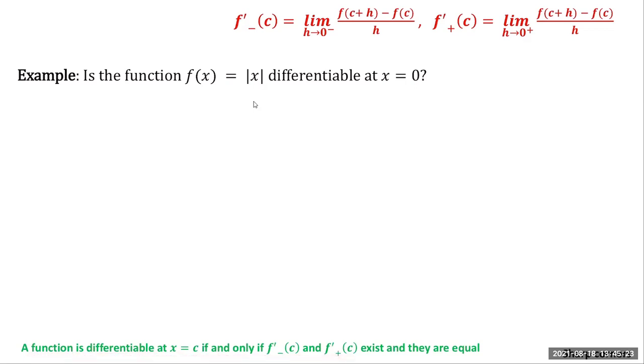A function is differentiable at x = a if and only if the left derivative and the right derivative at that point exist and they are equal. So what you do is you compute the left derivative at x = 0 and the right derivative at x = 0 and check whether they are equal. They should exist and they should be equal if the derivative at x = 0 exists, if your function is differentiable at x = 0. So let's find the left derivative and right derivative at x = 0 for this given function.